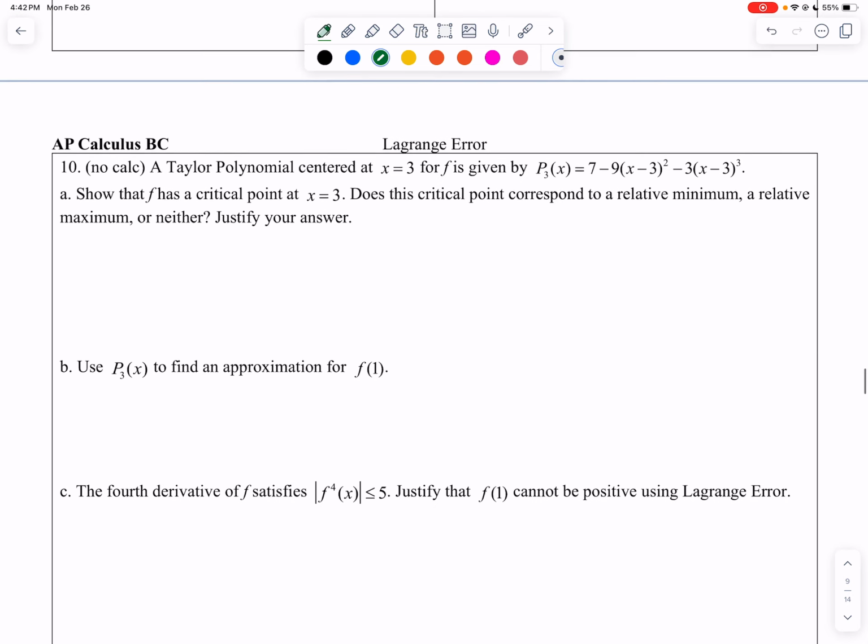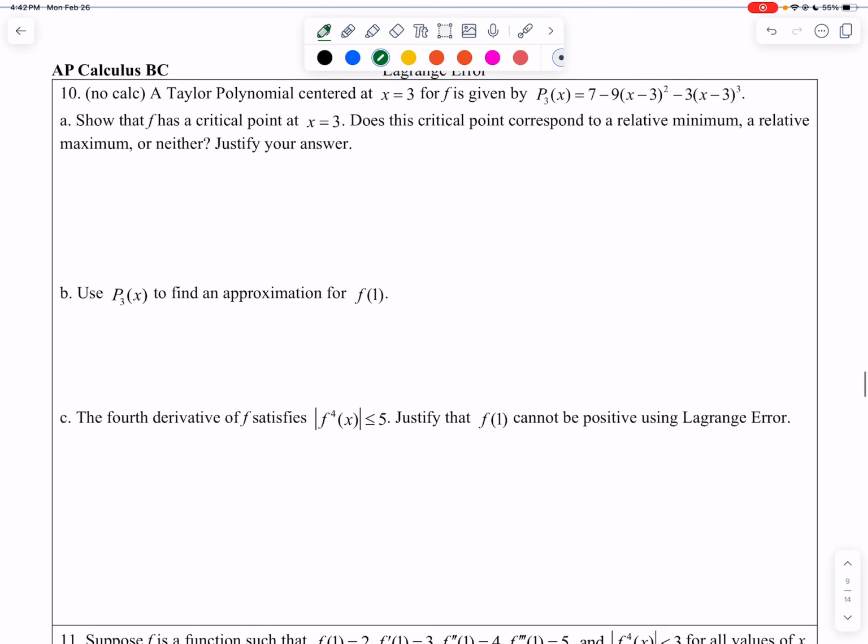Number 10 seems fun. All right, number 10, a Taylor polynomial centered at x is equal to 3 for f is given by P sub 3 of x is equal to that lovely thing right there. Part A says, show that f has a critical point at 3. Does this critical point correspond to a relative max, a min, or neither? And we want to justify our answer.